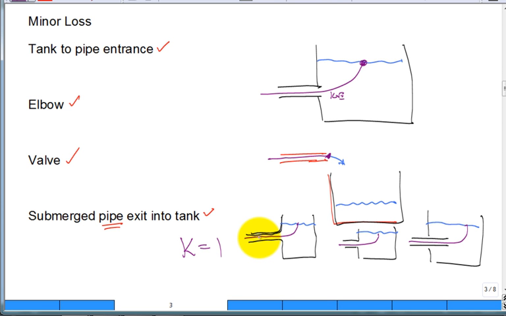Yes? So the one on the top is K equals 0 in this case? The one on the top right here, that's right. This one has no loss. That's right, no loss, but you end here. That's where you need to end the application of the Bernoulli, because once you start to come out into a free jet and you're falling, those assumptions about inviscid flow, the air is breaking it up, are gone.